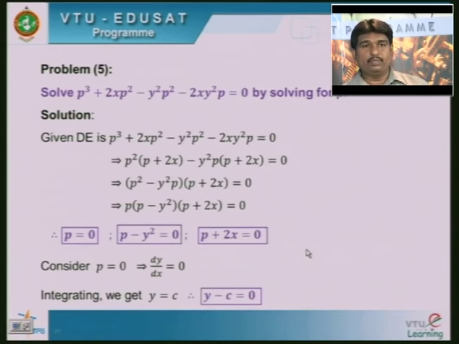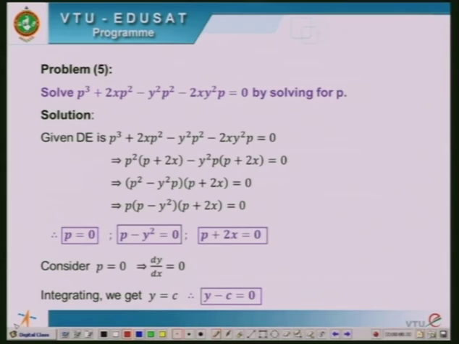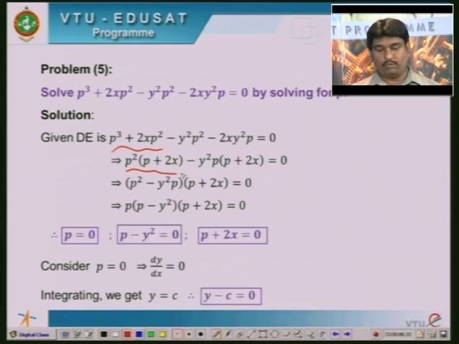Now, problem number 5. Solve p cube plus 2x p square minus y square p square minus 2x y square into p equals 0 by solving for p. It's a cubic equation. If I take p square common, I get p square into p plus 2x, minus, if you take y square p common, y square p into p plus 2x. So in these two terms I have p plus 2x common.